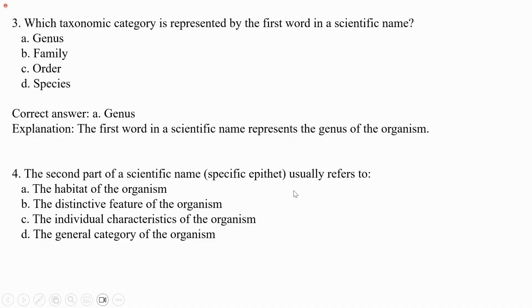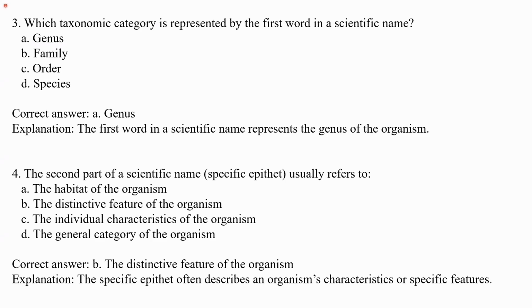Similarly, the second part of a scientific name, the specific epithet, usually refers to what? Does it represent the habitat of the organism? The distinctive feature? The individual characteristic of the organism, or the general category of the organism? We know that at the species level, we talk about the distinctive feature. So the specific epithet often describes the organism's distinctive feature, its characteristics or specific features.